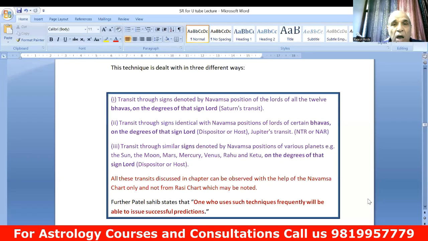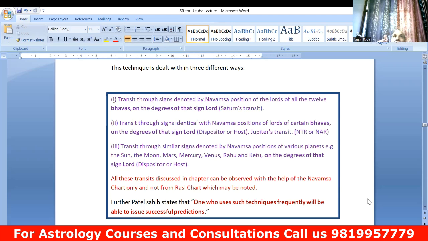Transit through signs denoted by Navamsha position of lord of all the 12 bhavas. First, we'll read this and I'll show you with an example. You can take a screenshot of this and it will be very, very helpful. Of course, it is written ad verbatim from Patel's book, but we'll derive out of this. We'll reach many miles through this. Transit through signs denoted by Navamsha position of lords of all the 12 bhavas on the degrees of that sign lord. Saturn transit, I'll explain.